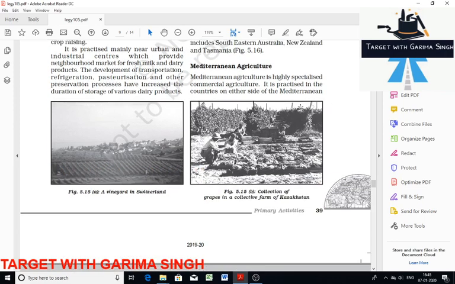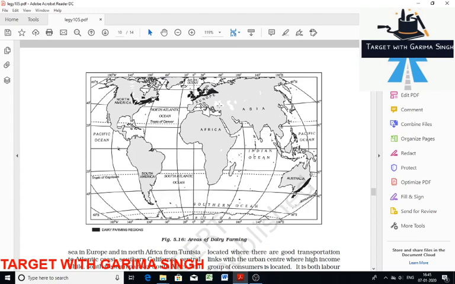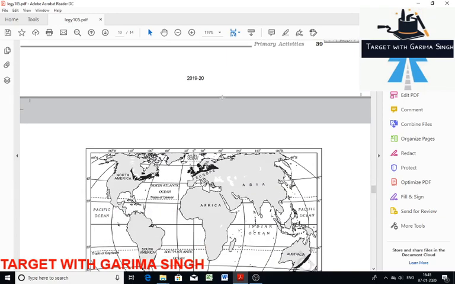Next is Mediterranean agriculture, highly specialized, commercial agriculture practiced in the countries around the Mediterranean Sea. Also Central Chile, Southwest Africa, Southwest Australia and California. It is an important supplier of citrus fruit. You find this Mediterranean agriculture around the Mediterranean Sea.